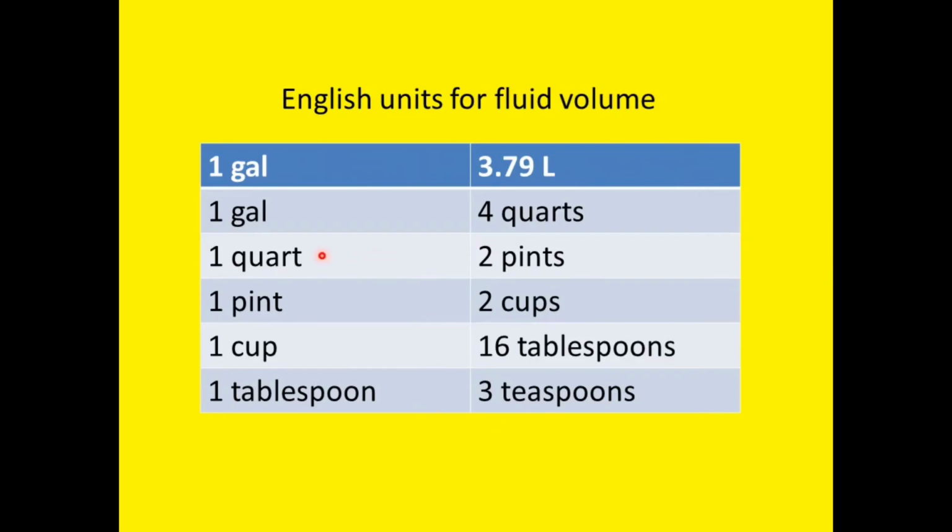Then 1 gallon, that's equivalent to 3.79 liters. Then 1 gallon, that is 4 quarts. 1 quart, that is 2 pints. 1 pint, that is 2 cups. 1 cup, that is 16 tablespoons. 1 tablespoon, that is equivalent to 3 teaspoons.